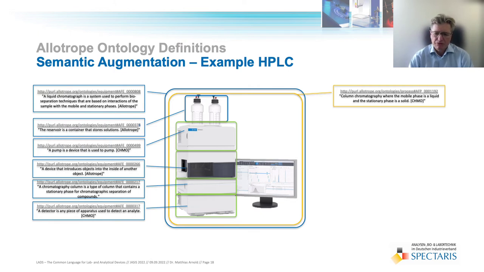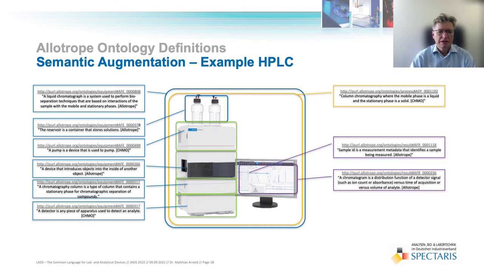about items from the functional process and results domain? The column chromatography process. There's a definition, that's very good. Definitions for sample ID, chromatograms, and many, many more all there. So far, so good. Obviously, we can describe different aspects of the HPLC system utilizing the definitions in the Allotrope ontologies. But how can we link these semantic definitions to our data?